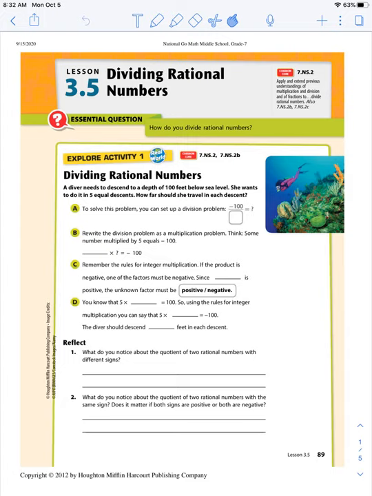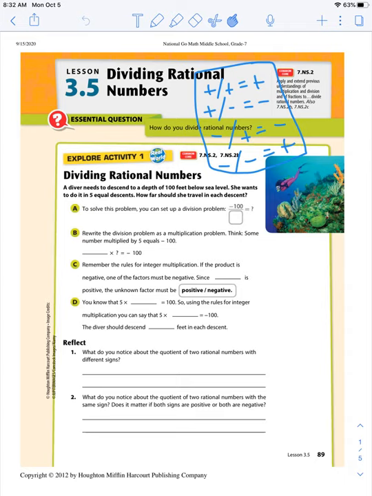So, some key notes here. If you have a positive divided by a positive, your answer will be positive. If you have a positive divided by a negative, your answer will be negative. If you have a negative divided by a positive, the quotient will be negative. And a negative divided by a negative, the quotient will be positive. That is an important thing you should write in your notes. That's going to be our key.